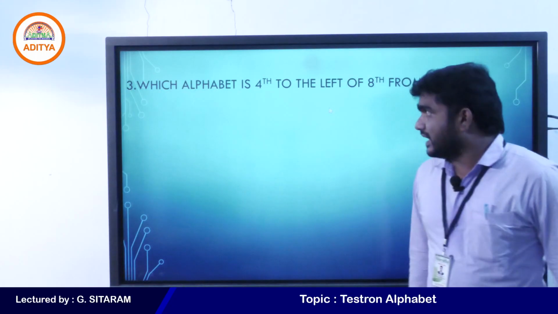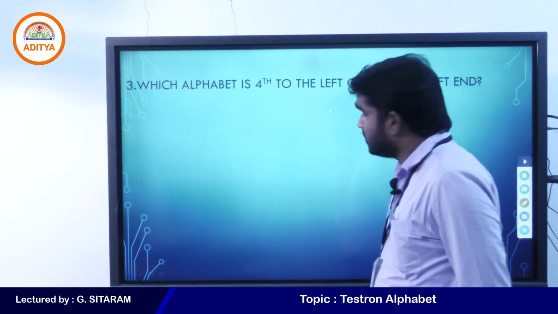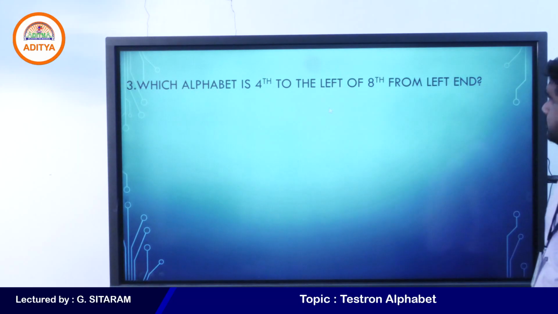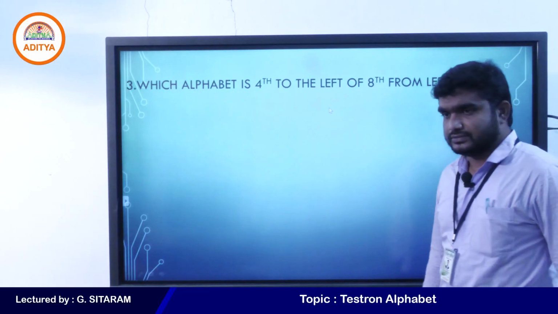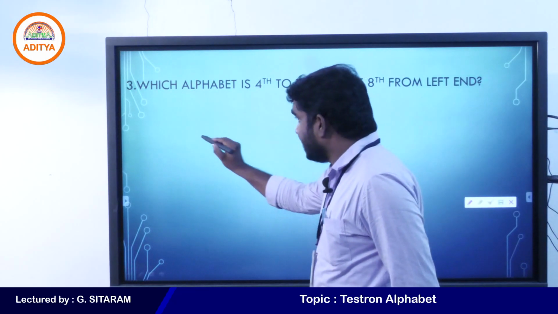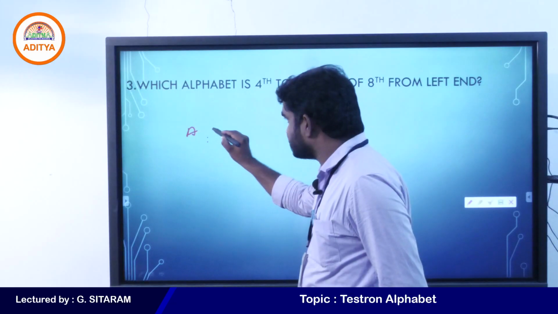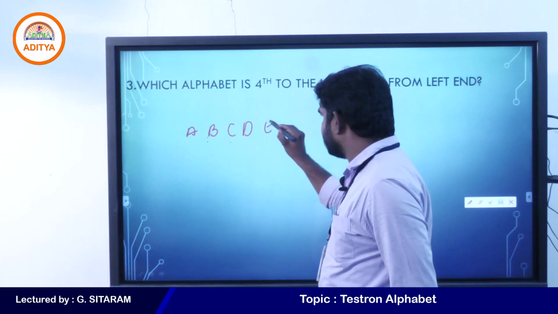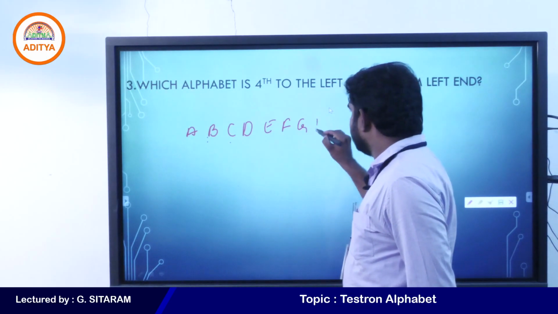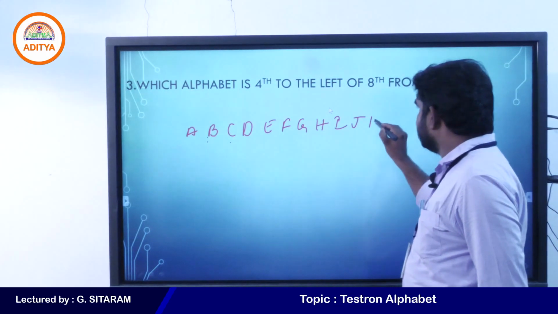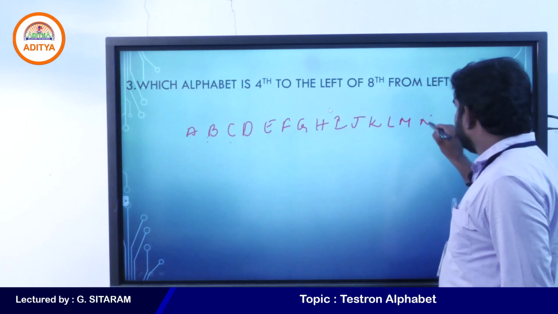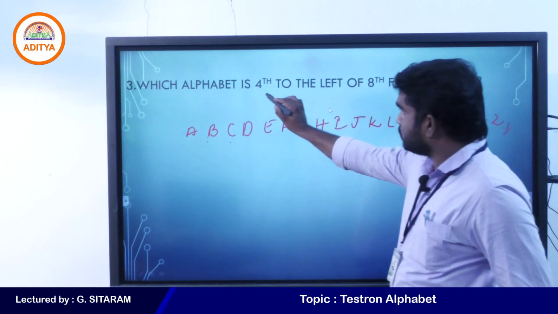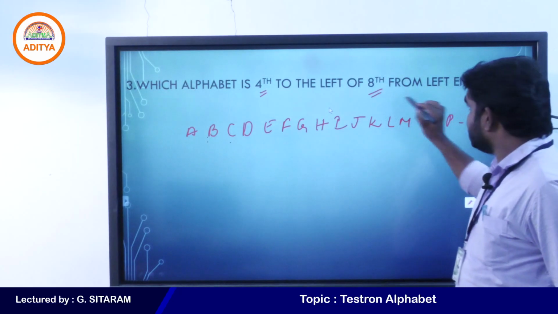The next question is like this: which alphabet is fourth to the left of the 8th from the left hand? For suppose alphabets are like this, starting from left hand: A, B, C, D, E, F, G, H, I, J, K, L, M, N, O, P and so on up to Z. Which alphabet is fourth to the left of the 8th from the left hand?